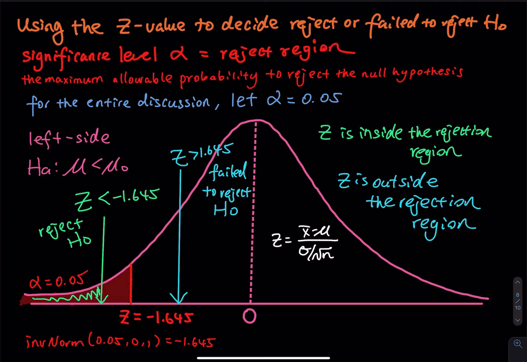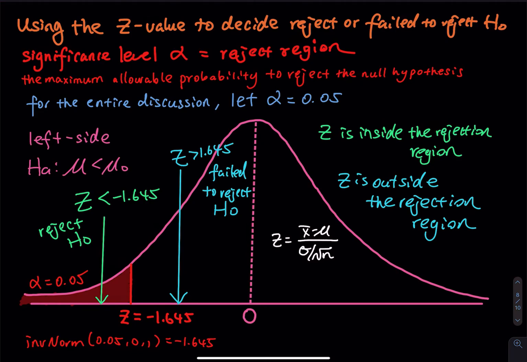The green Z is inside the rejection region. The green p-value is less than the rejection region. Then you reject the null hypothesis. Okay, so that's how you get to reject the null hypothesis. What about fail to reject? So let's erase the green p-value and then take a look at the blue Z.